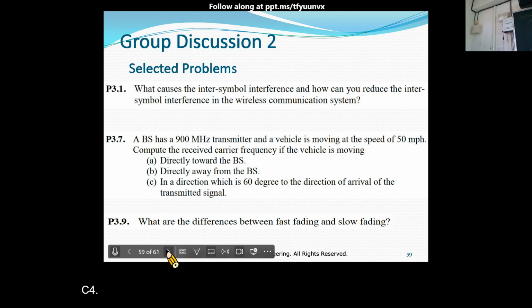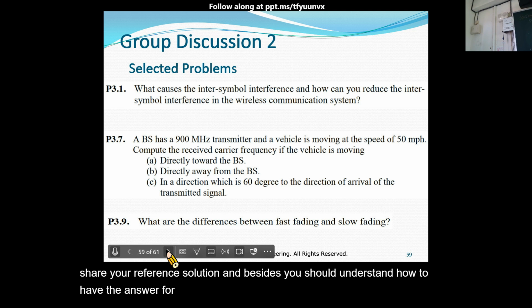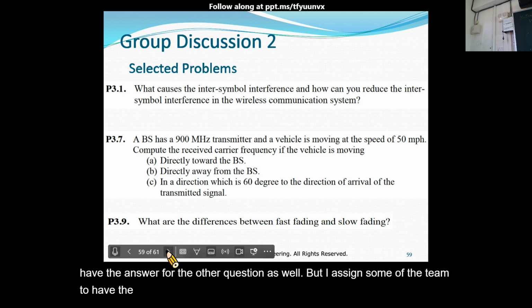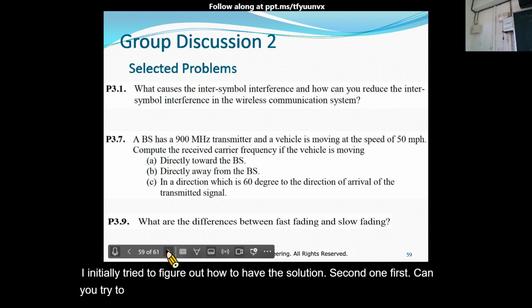And also we will have the answer for all of the questions. So I will ask you to share your reference solution, and besides, you should understand how to get the answers for the other questions as well. But I assign some of the teams to prepare the reference solution. If you want to know all of this, sure, you can. But initially try to figure out how to get the solution. Likewise, you can use ChatGPT to find the possible answer. Go and check it. 8 minutes.